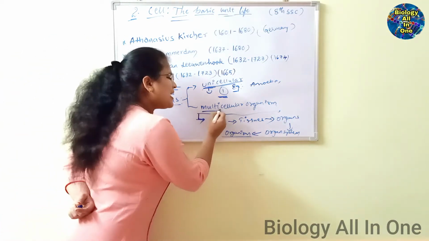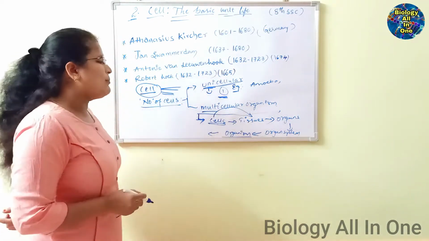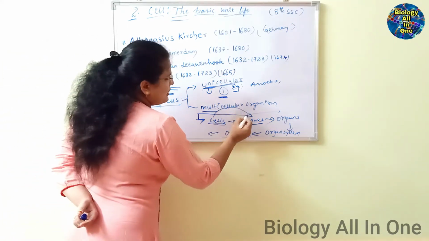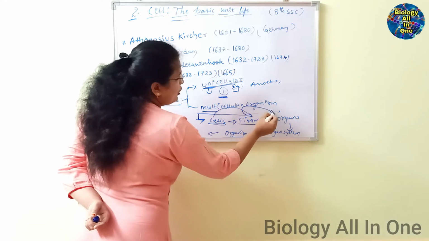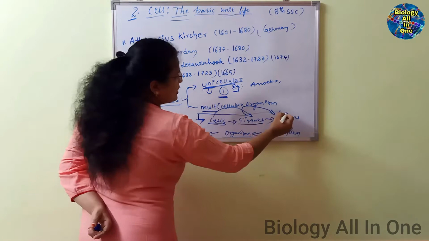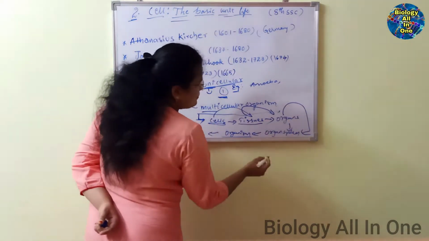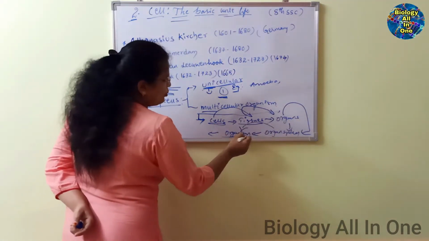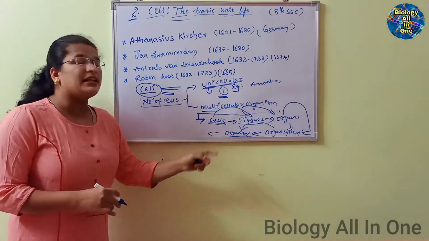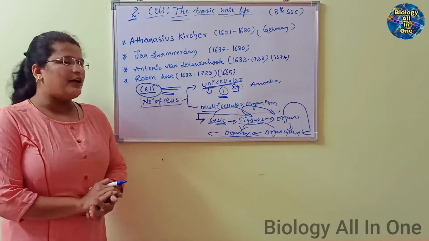The cells which are similar in structure and perform similar functions develop into tissues. Tissues which are similar in structure and similar in function come together and develop into an organ. Organs develop into an organ system. Organ systems develop into an organism. Organisms to the population. That's the reason we call the cell the basic unit of life.